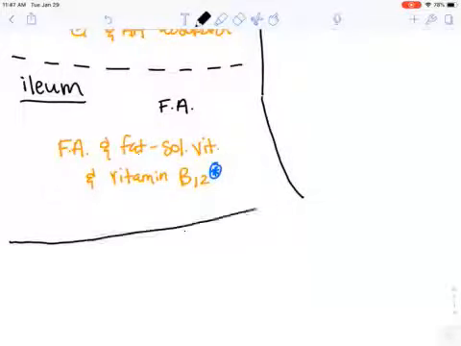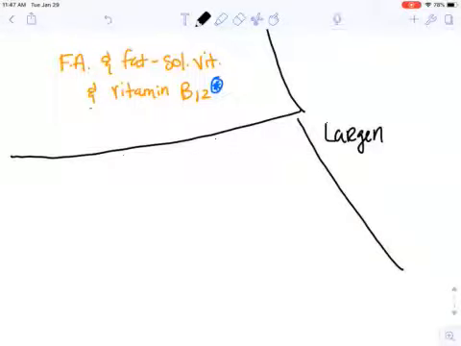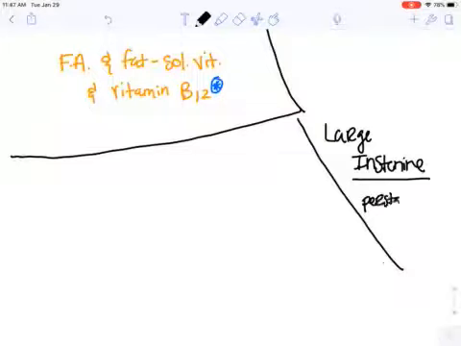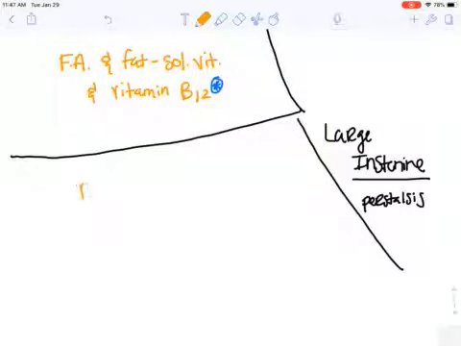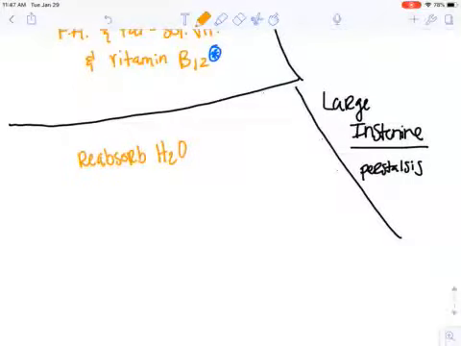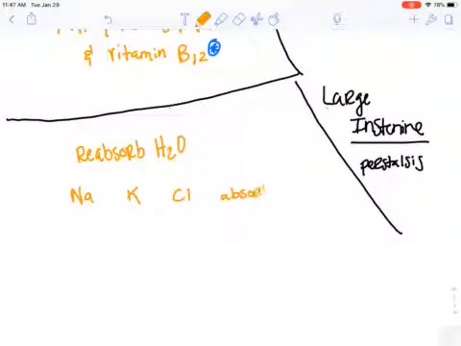So that completes the small intestine, and now we can move into the large intestine. So here we have our large intestine, also known as our colon. And we're going to be doing still peristalsis, and we're going to be absorbing a couple of other items. So it's going to reabsorb water. So that's a really important piece to make sure that our stool is not watery. And we're going to be absorbing our sodium, our potassium, and our chloride are all absorbed here.